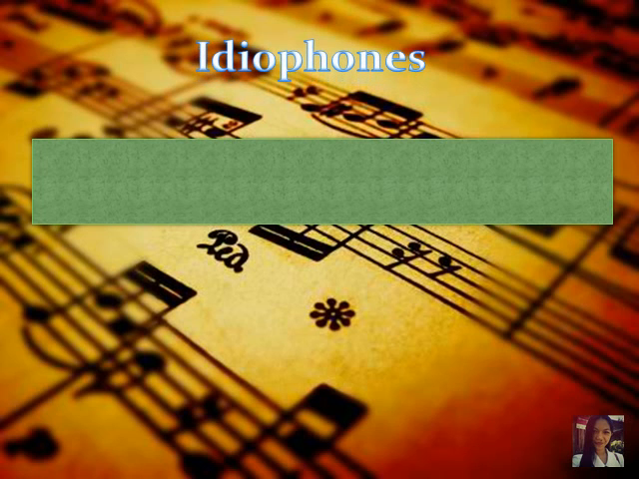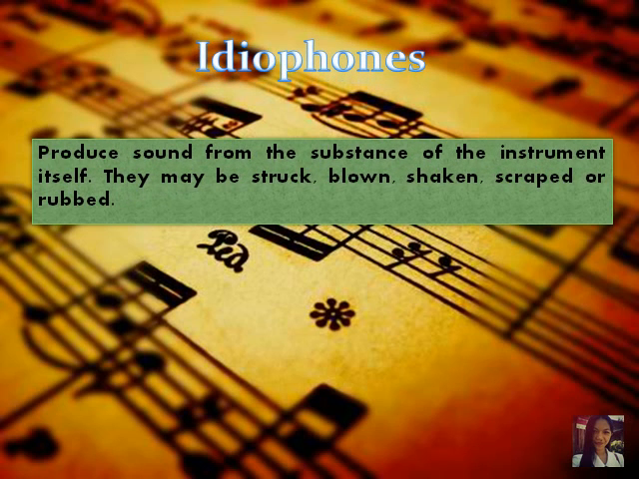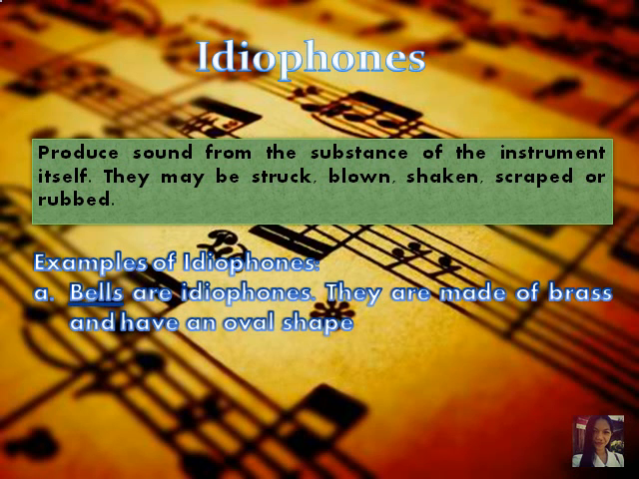And now let's proceed to idiophones. Idiophones produce sound from the substance of the instrument itself. They may be struck, blown, shaken, scraped, or rubbed. Examples of idiophones. Bells are idiophones. They are made of brass and have an oval shape.